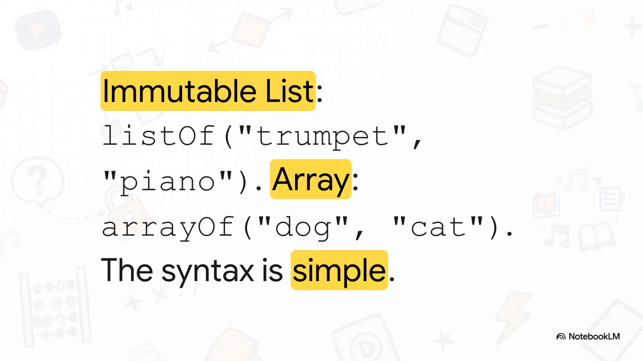And actually making them is dead simple. listOf creates a list that you can't change later on. It's read-only. And arrayOf makes that fixed size container we just talked about. The syntax is super clean, which is a running theme in Kotlin. The language tries to get out of your way so you can just focus on your actual idea.